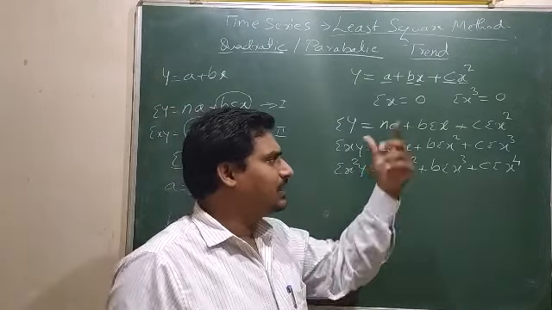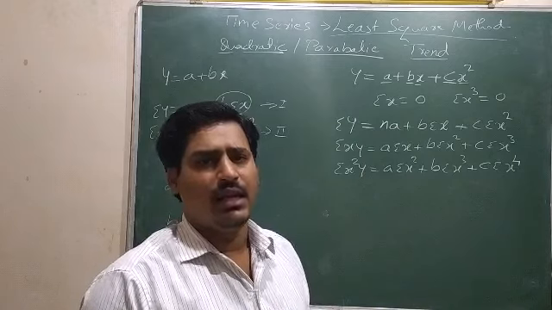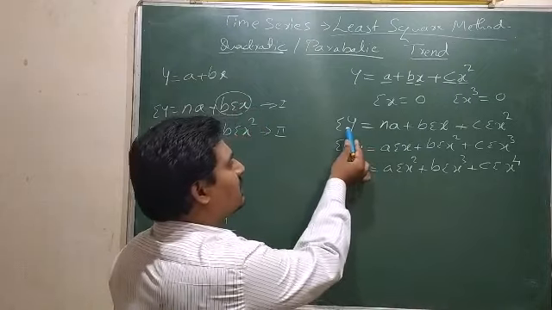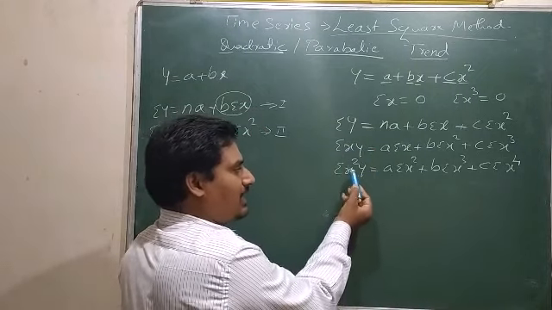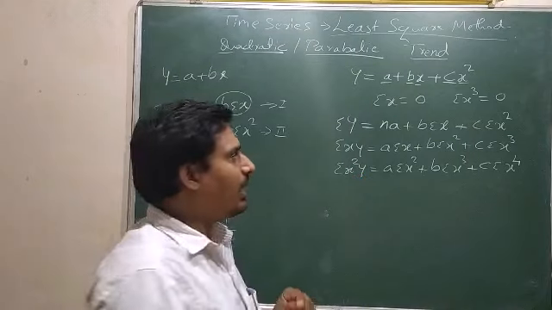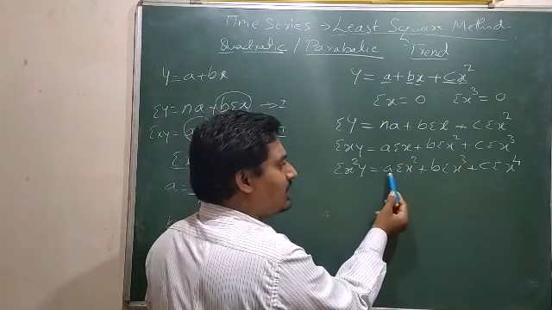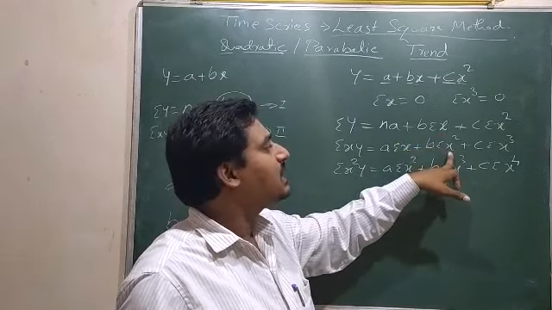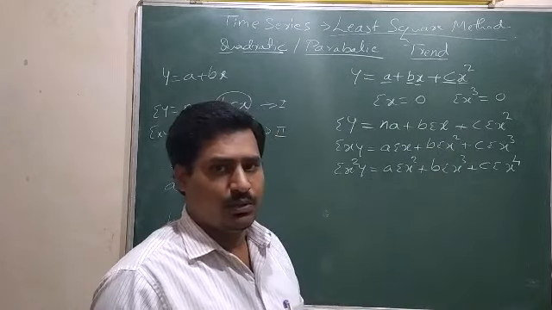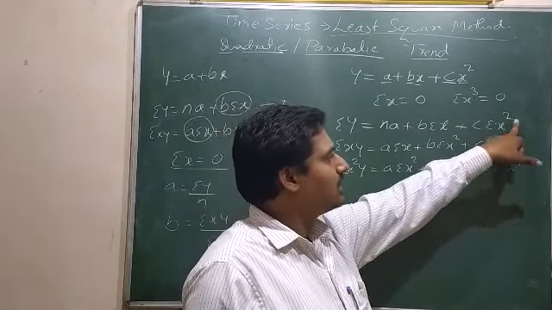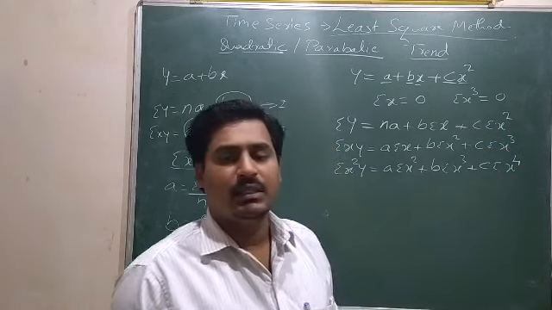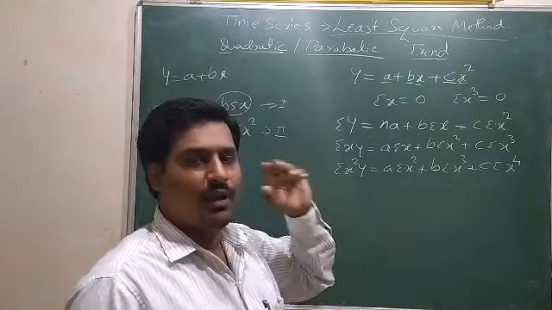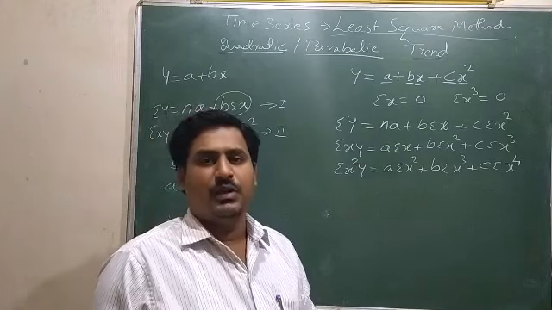So it is a simple technique they have used here. If you remember that, you can write the equations very easily. So summation y, summation xy and summation x square y. And here na, a summation x, a summation x square, and b summation x, b summation x square and b summation x cube. And also here c summation x square, c summation x cube and c summation x raised to 4. So it is very simple. If you apply that technique, you can write the equations.